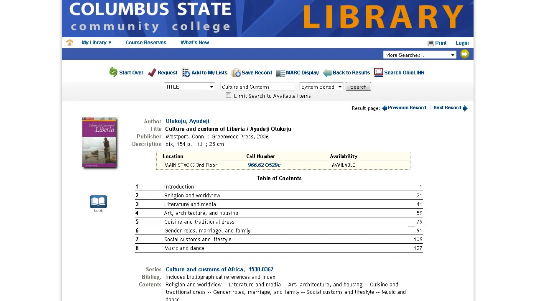This book's record in the library catalog shows the publication date after the name of the publisher. Based on the subject and date, is this book still considered current?